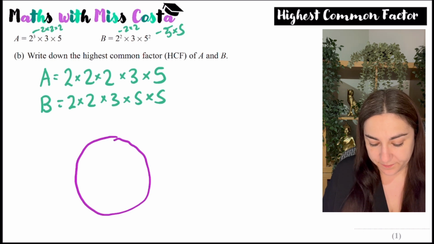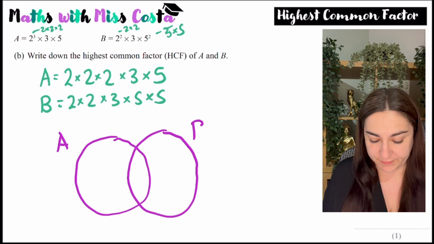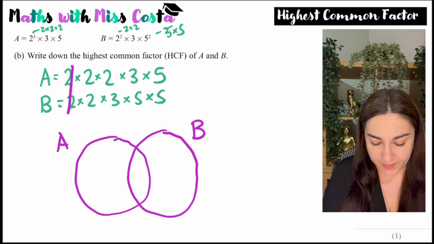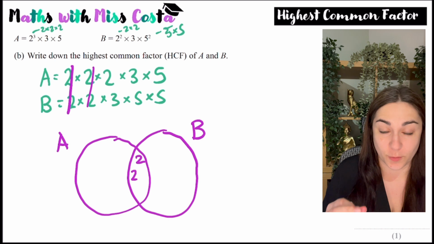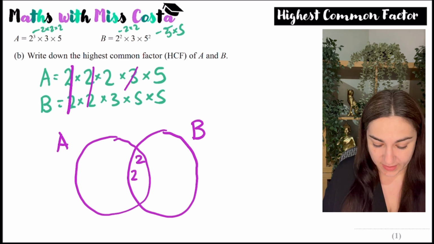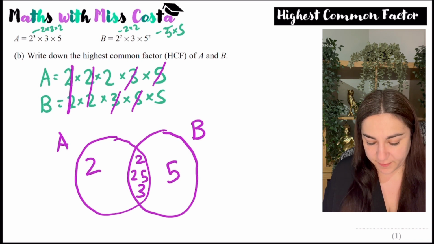So I do the same. I draw out my Venn diagram, and I've got the factors of A and the factors of B. So 2 is a common factor, so it goes in the middle. 2 again, and I only write it once because it's common to both. Then I've got 3 that is common to both, and then I've got a 5 that is common to both. Then there's a 2 left over here and a 5 left over there.